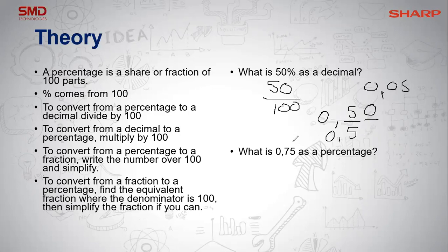Okay. What is 0.75 as a percentage? Well, we simply multiply it by 100. When we multiply by 100, we shift these two over to the left. So in other words, our decimal is shifted to the right. So 75 times 100, we have 2 zeros, so we shift twice over and we have 75%.